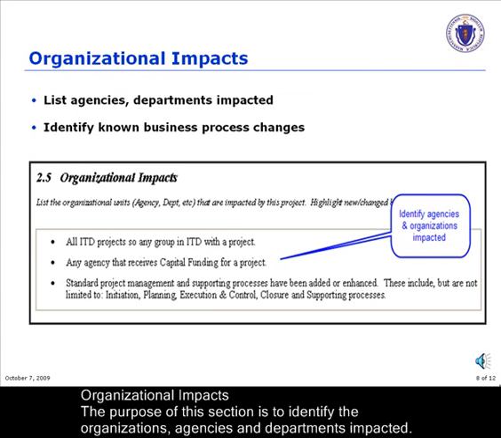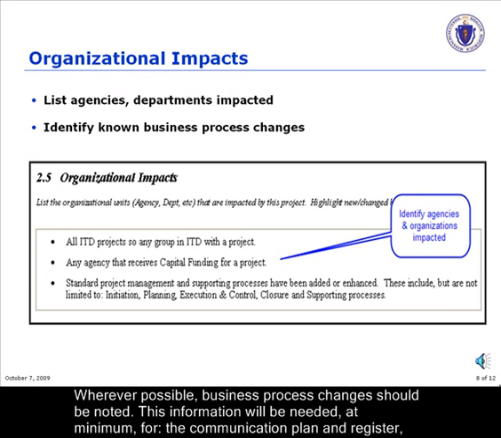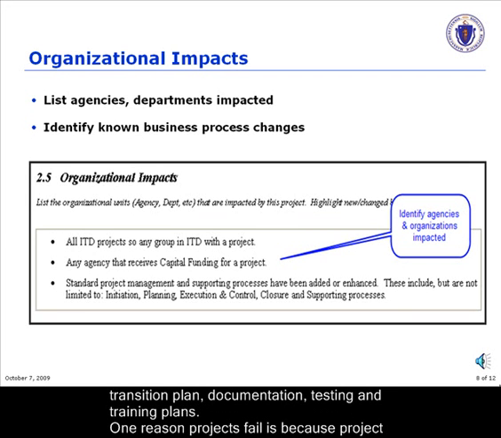Organizational impacts. The purpose of this section is to identify the organizations, agencies, and departments impacted. Wherever possible, business process changes should be noted. This information will be needed at minimum for the communication plan and register, transition plan, documentation, testing, and training plans.